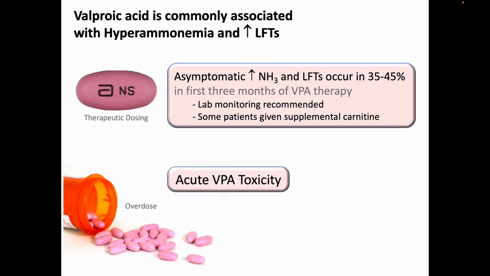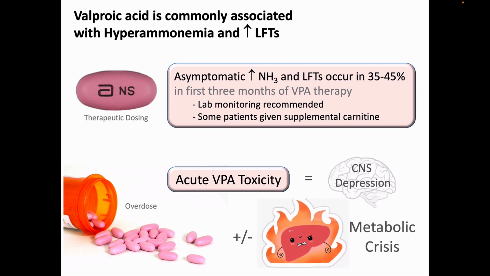But what happens with valproic acid overdose? What would acute toxicity look like? Similar to many other anticonvulsants, CNS depression is expected to be the most prominent finding, and the degree of CNS depression roughly correlates with the drug level. And you may or may not also see evidence of the metabolic crisis of beta-oxidation inhibition. So a full set of labs looking for metabolic acidosis, abnormal liver function tests, and ammonia levels should be ordered and followed serially until the acute severe toxicity resolves.